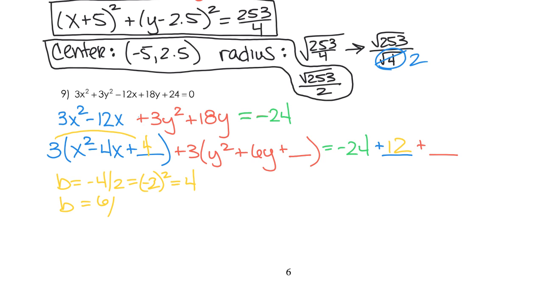Do the same thing for the y's. It's 6 for our B value. Cut it in half, we get 3. Square it, and we get 9. And so 9 will go on the line here, but we really added 27, and so we have to add 27 here. So that's why this one's a little bit tricky.